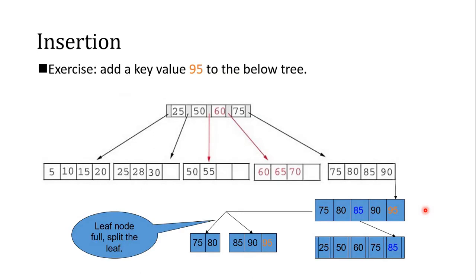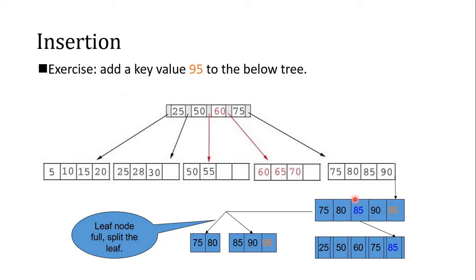So now if we see another thing, we want to insert 95. So what will happen here? As we want to insert 95 here, it will go after the 90, so there is no space in this node, right? There is no space in this node because the 4 values are already occupied.